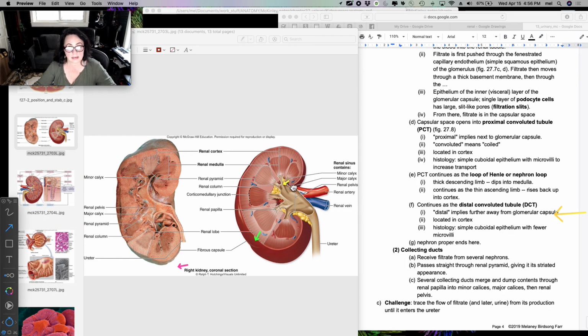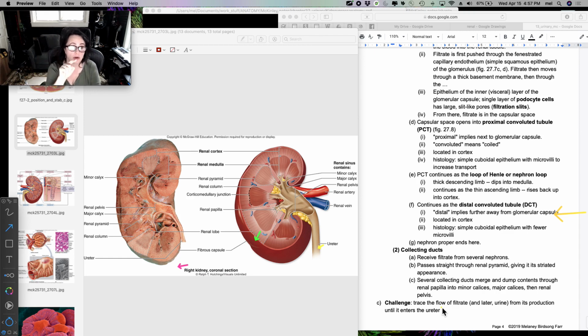Into the minor calyx, the major calyx, the renal pelvis, the ureter, the urinary bladder, and then the urethra. So I just challenged you right here to trace the flow of filtrate and later urine from its production until it enters the ureter. So what I want you to think about is that molecule of urea that was in my bloodstream, and I needed to get it into the toilet. I will give you a hint.